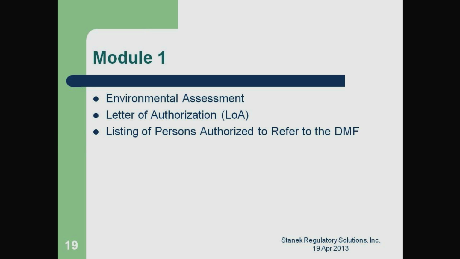If it's your initial submission, you won't have this yet because you won't have your DMF number yet, unless you're doing an electronic submission. So typically what I do is, if there's no letters of authorization yet, I put at least a placeholder there that these will be sent when they are available. And then they also want a separate listing of all, they call it persons, but it's all the companies that you have authorized to refer to the DMF.